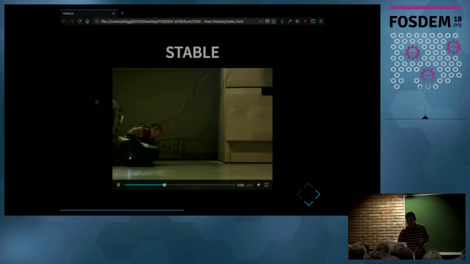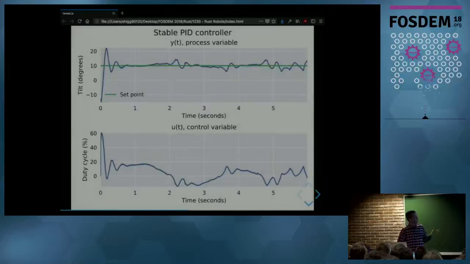And here we have data from that previous video. You can see that at the top we have the tilt angle measure in the blue line, and the green line is the set point we chose. In this case, it was 10 degrees. The action of the PID controller is going to try to stabilize the tilt angle, so it will try to match the set point. At the bottom, you can see the duty cycle chosen by the PID controller. And there, a negative value means that the motor reverses its orientation.